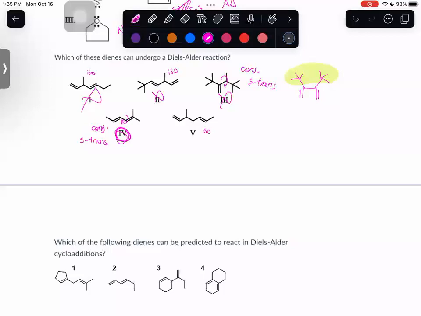So in this case, it's not asking about the rate. It's just asking which one is going to react in Diels-Alder. That's it. Now, let's look at each molecule individually. Molecule 1, what kind of system do we see? That's isolated. This guy is not going to work at all. Molecule 2, system, conjugated.